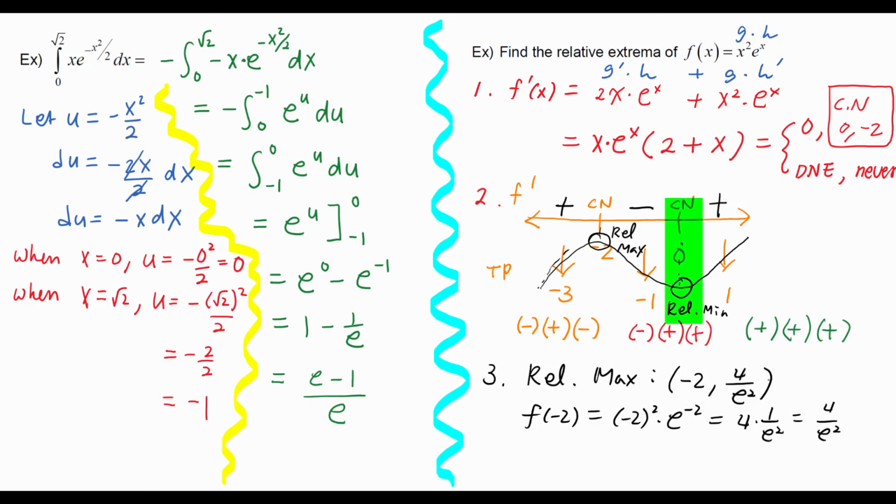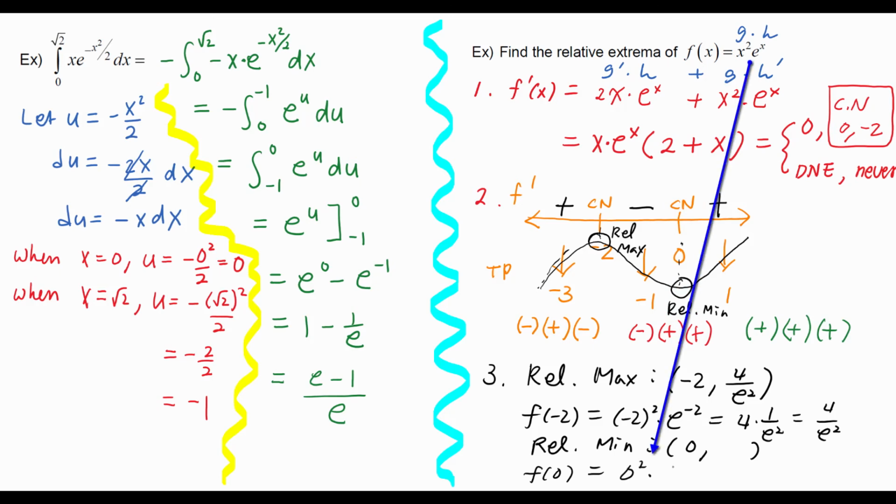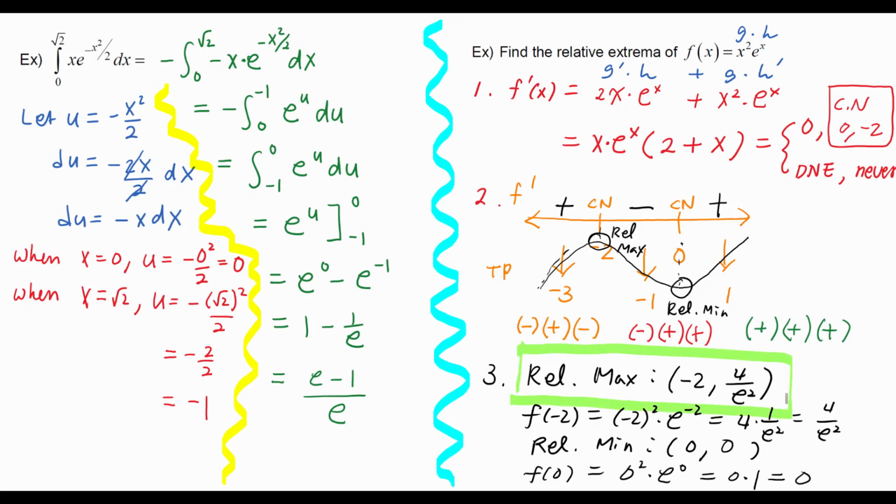And your relative min happens when x equals 0. And f of 0 is equal to 0 squared times e to the 0's power, which is 0 times 1, which is 0. So you have a relative minimum 0, 0. So my answer is right here, relative max, negative 2, 4 over e squared, relative minimum 0, 0.